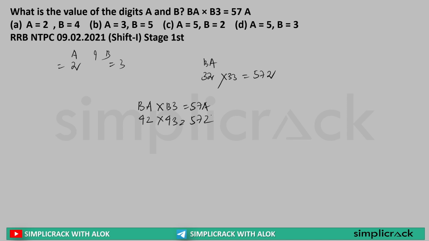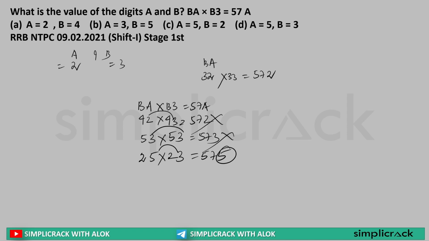Now 3 times 2 is just 6, so this cannot be the answer because I am multiplying unit digits. Clear? Now second option, B5 A3 multiplied by B3, 57A, 3 times 3 is 9, this cannot be the answer. Clear? Now third option, B2 A5, plus, my bad, it is multiplication, B3 is equal to 57A, that is 5. 5 times 3 is 15. So 5 is the unit digit.